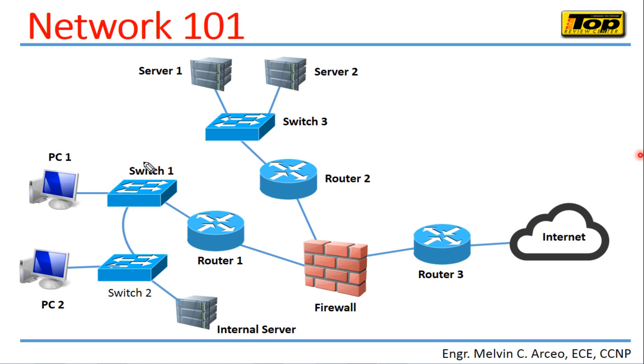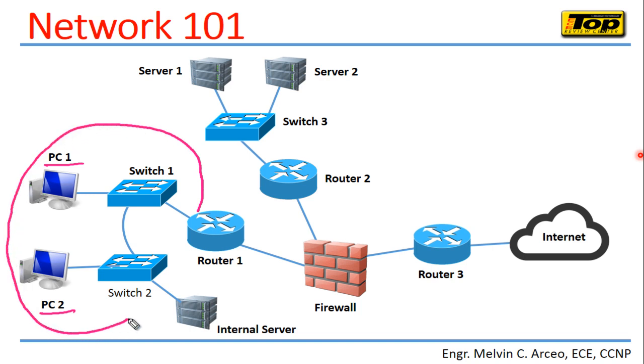Ang switch naman, ganito. Kung mapapansin nyo, PC1 and PC2 are both connected to switch 1 and switch 2 respectively, and they belong to the same network. Parehong network yan, correct? Nasa isang network lang sila. Ibig sabihin, PC1 and PC2 actually are neighbors. Nasa isang street lang sila. Paano kung makikipag-communicate si PC1 kay PC2? PC1 will just forward the frame to switch 1, and then switch 1 will go directly to PC2 to forward the frame.